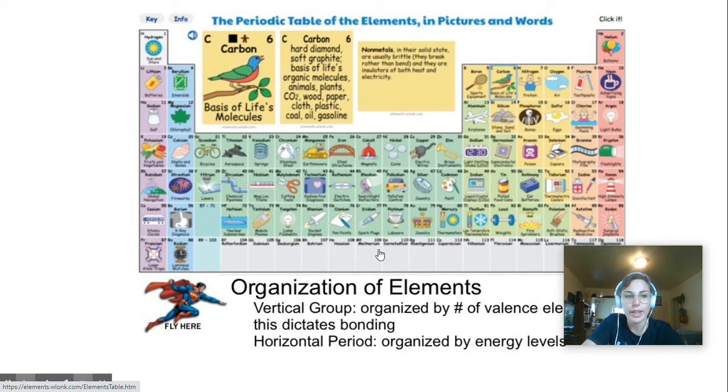But if you Google this, you can actually click on this. If you Google the periodic table of elements in pictures and words, okay, it's an interactive periodic table, and you can click on it, and it'll bring up all the different types of elements. So I just wanted to show you that, okay?